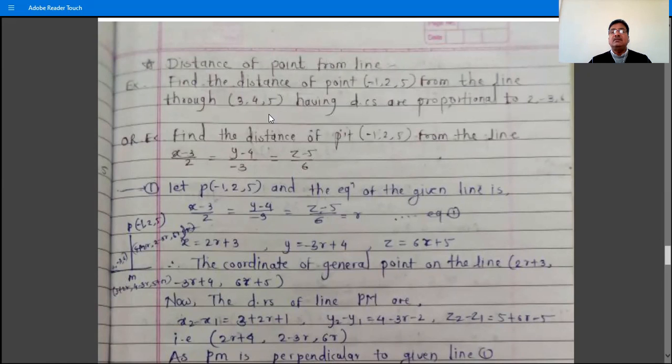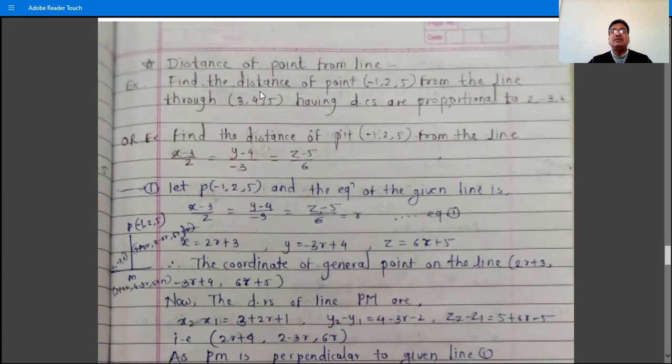So we can write the equation of the line. The equation of line passing through this point and having these direction ratios, we write in this form: (x minus 3) by 2, (y minus 4) divided by minus 3, and (z minus 5) divided by 6. So this is the equation of the line passing through this point and having direction cosines proportional to 2, -3, 6, meaning direction ratios 2, -3, 6.